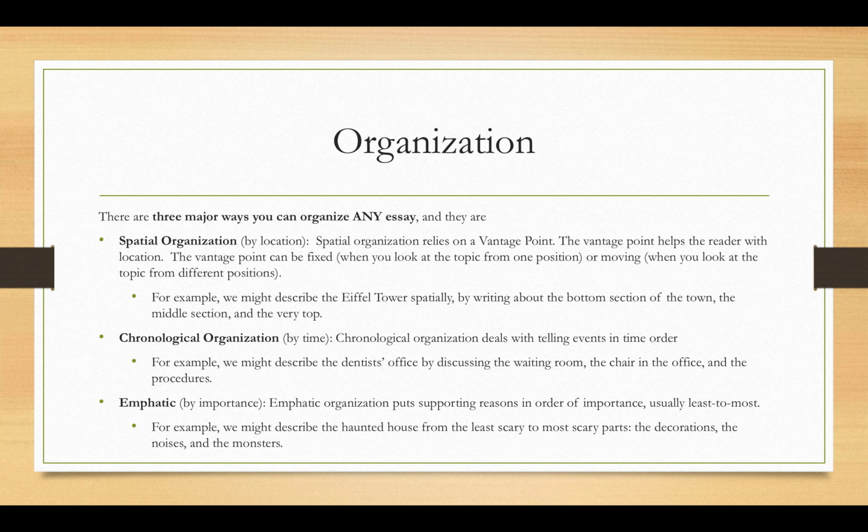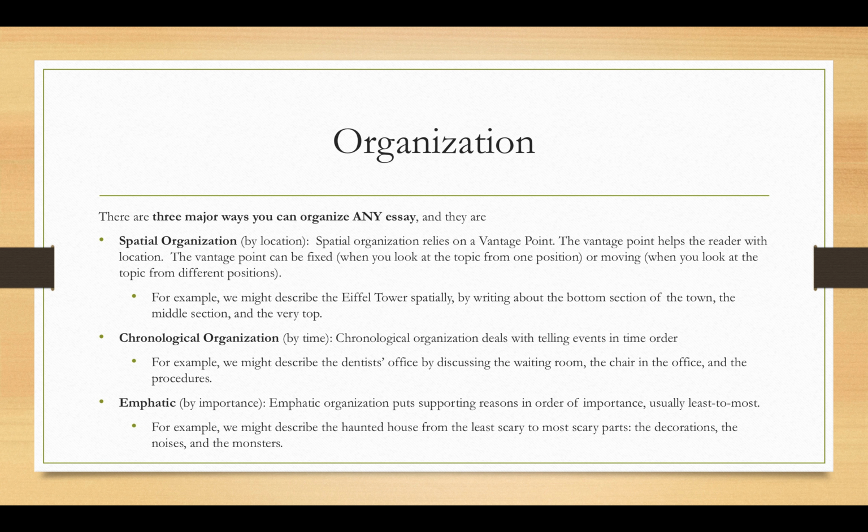So when you do organization, there are 3 ways you can organize it. Spatial organization is making sure that we are looking at a particular vantage point, so by location. So if I'm talking about a story in Paris, I'm going to center it on Paris. If I'm doing chronological, I'm telling a story in numeric order. So first this happened, then this happened, then this happened.